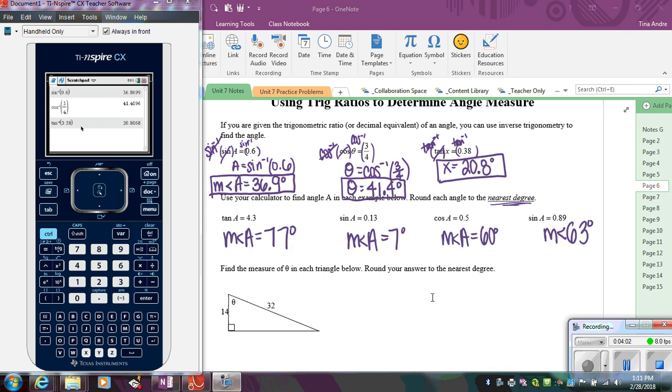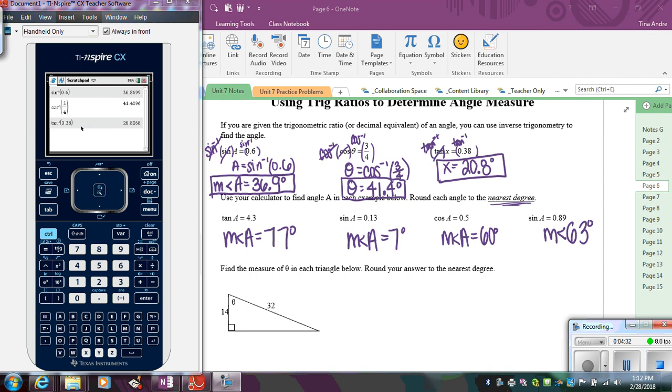So here you have it. I have the 4 different angle measures here. Remember, I rounded to the nearest degree. All of these except for the 60 came out to be decimals, and then I just rounded them to the nearest whole number. Remember what this is really saying: tan of 77 degrees is 4.3, well, I would have to use the exact decimal to get the 4.3. Or sine of 7 degrees is going to come out to be 0.13. That's what these inverse trig functions are doing.